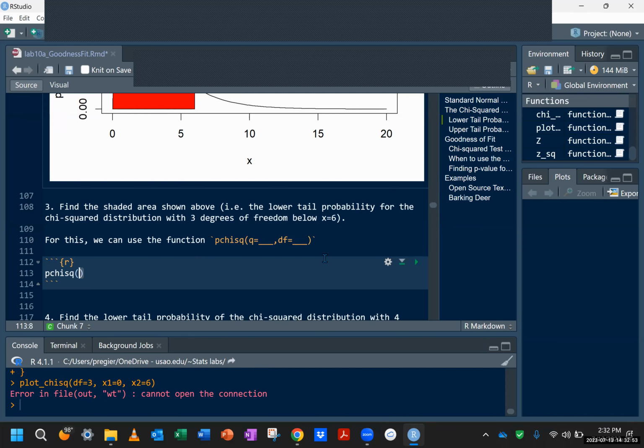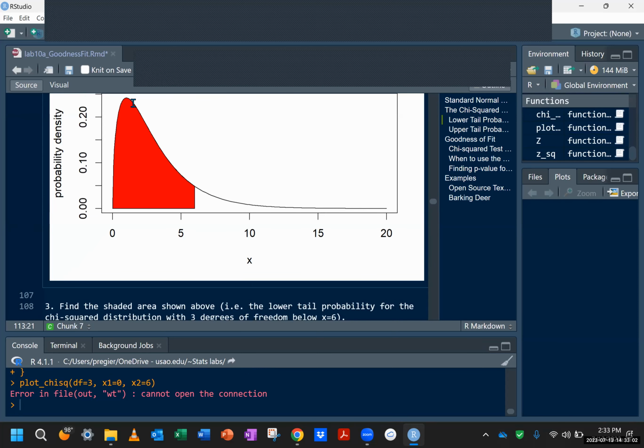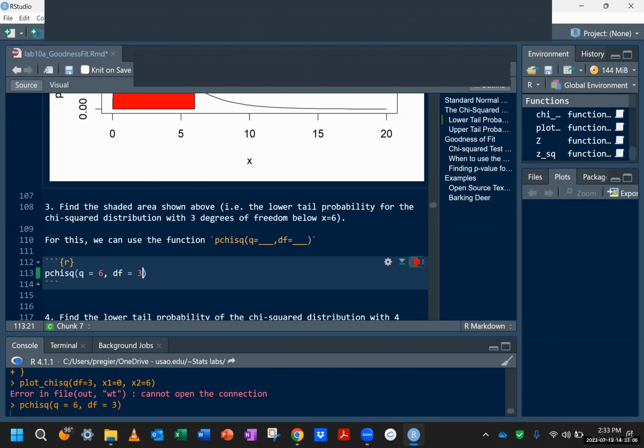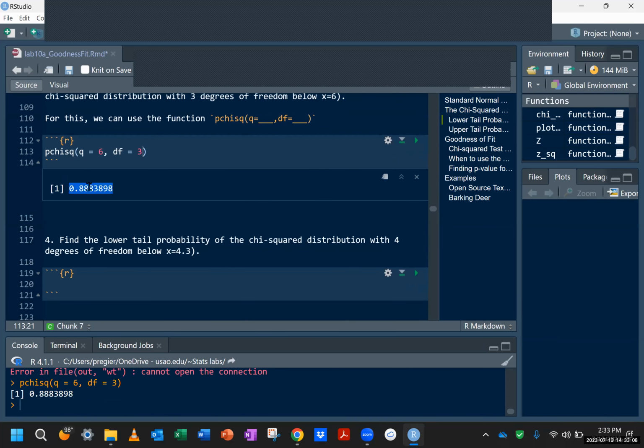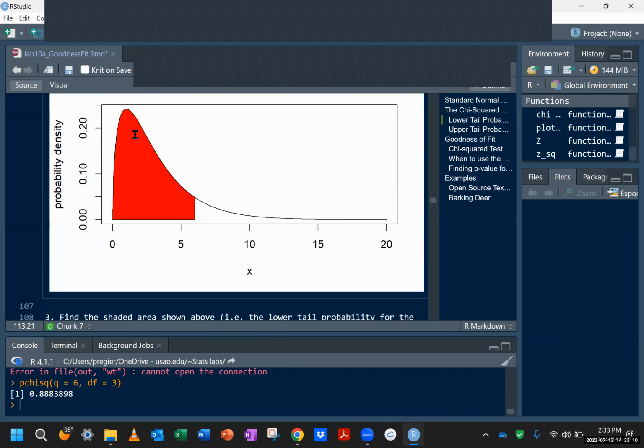So we can find out that area with pchisq. Q equals 6, and the degrees of freedom was 3. Meaning we plot our 3 degree of freedom chi-squared. I'm finding the area of everything 6 and below. That's about 88%, which you can see from this, it looks like about 88% of the total area under the curve.